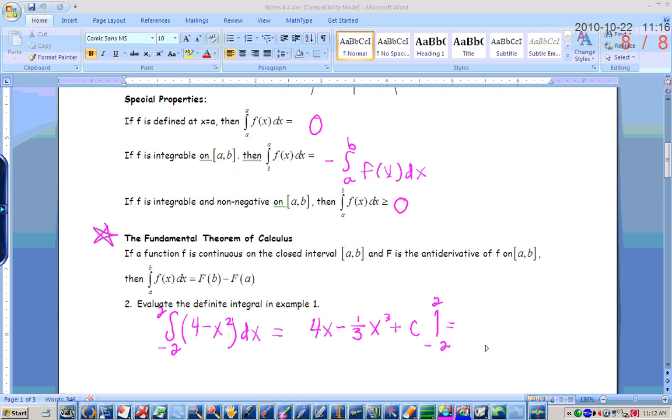So if I plug in the top one, I'm going to get 4 times 2 is 8 minus 8/3 plus C. So I plugged in the 2. So this was basically F of 2. And then I'm going to plug in the negative 2. And if I'm subtracting the whole quantity F of negative 2, I need some parentheses here. So plugging in a negative 2, I'm going to get negative 8 plus 8/3 plus C.